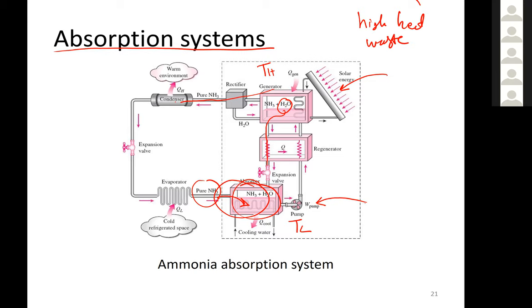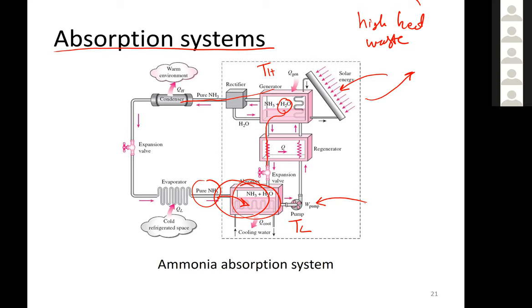Two important things: this is useful when I have a source of low cost heat. That's number one. And number two is that this is useful when I need to avoid consuming so much energy in a compressor. And so here I am using a pump. And besides this, of course, these kinds of cycles are high cost maintenance cycles. That's something that we need to bear in mind.